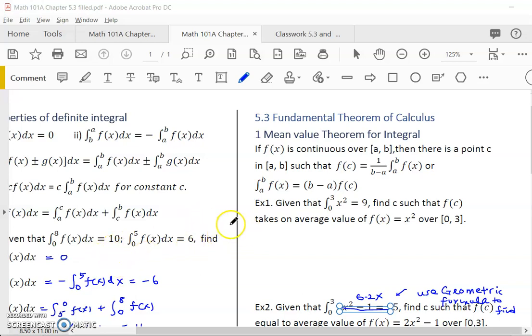Hi Calculus student, this video is for 5.3 part 1, Fundamental Theorem of Calculus. So finally we come to the place where we prove the fundamental theorem of calculus.